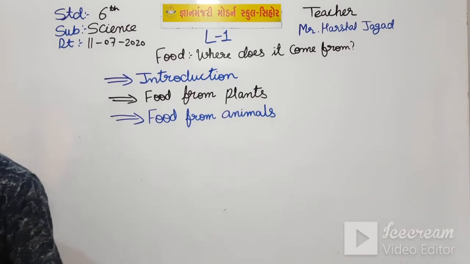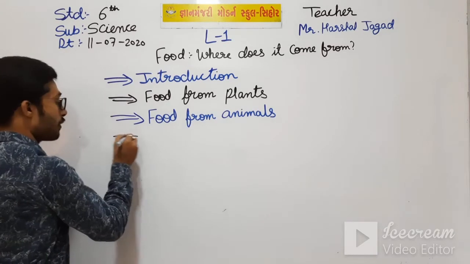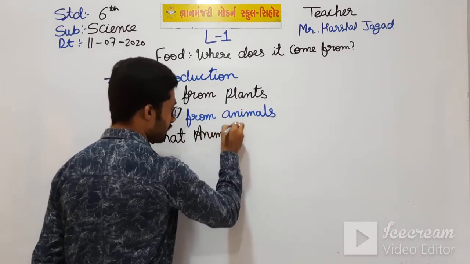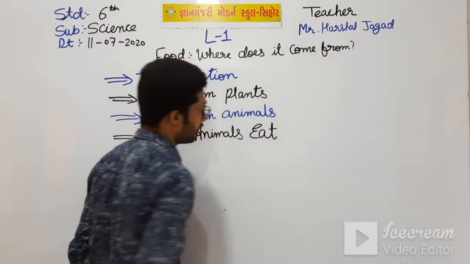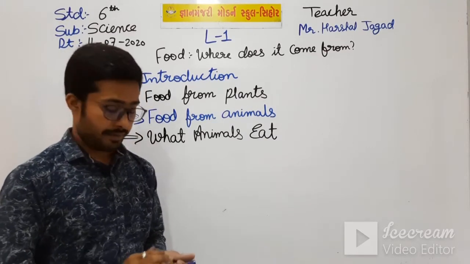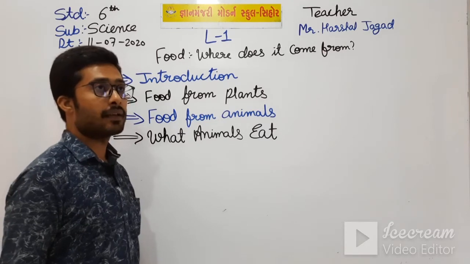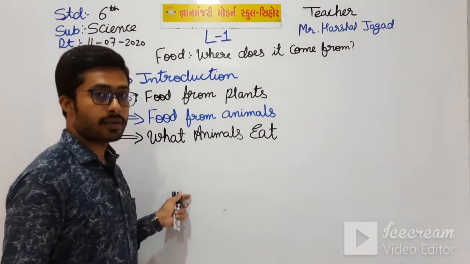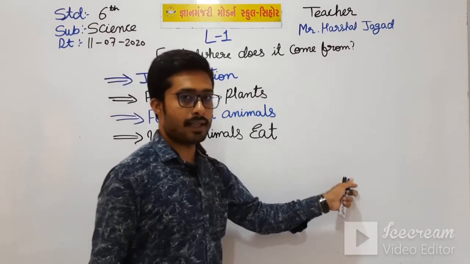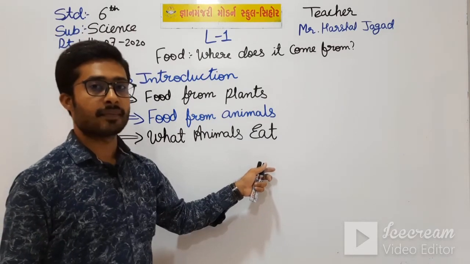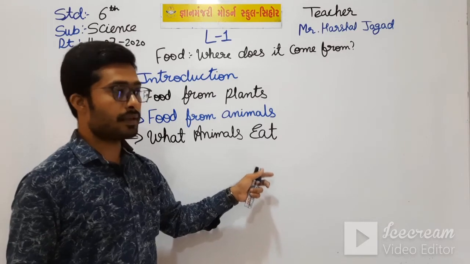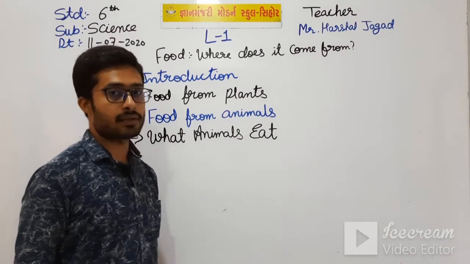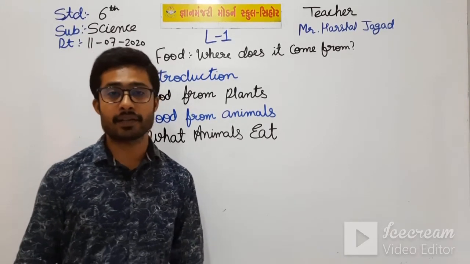Now, what animals eat? Our next topic was what animals eat. So, in this we have seen that the herbivorous animals eat the plants, fruits and vegetables, and carnivorous animals eat these herbivorous animals. And the third type was omnivorous animals which eat both plants and other animals. So, let's talk about it in detail with your textual points.